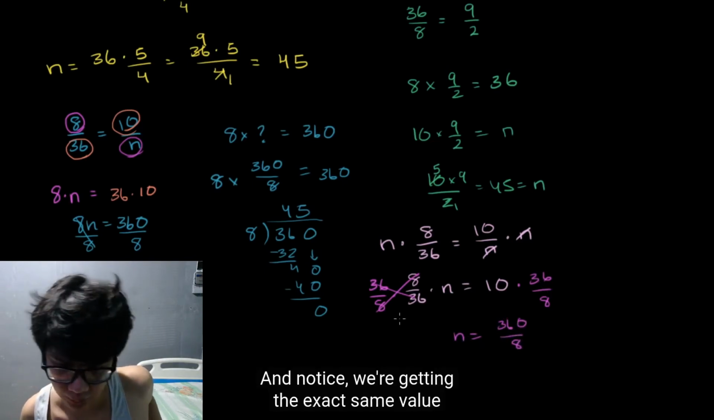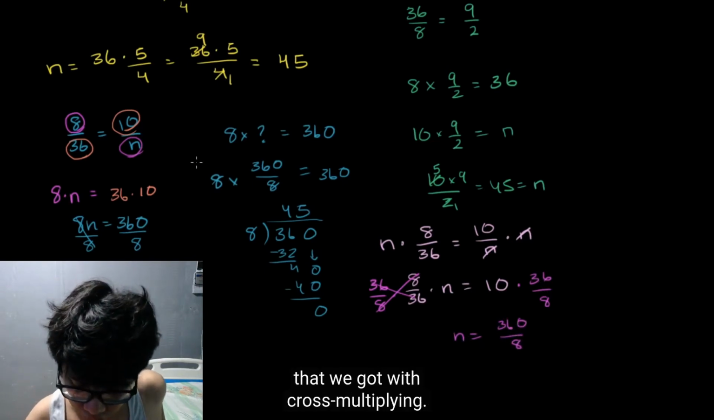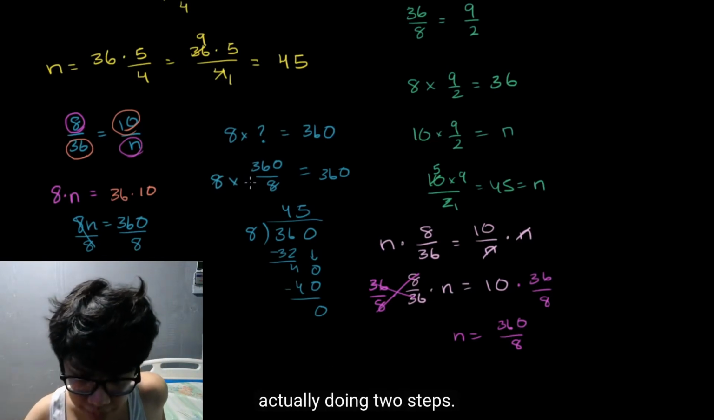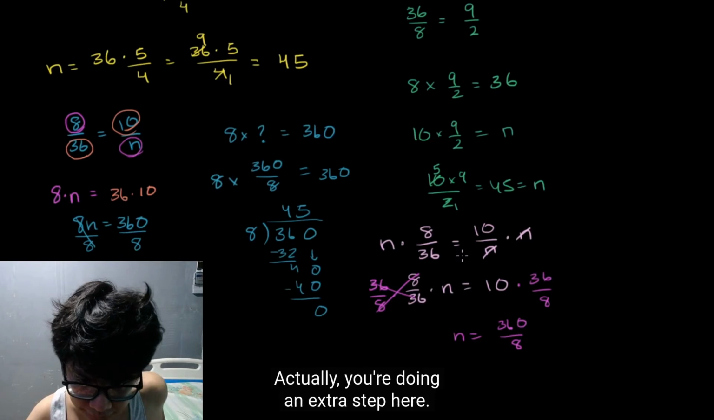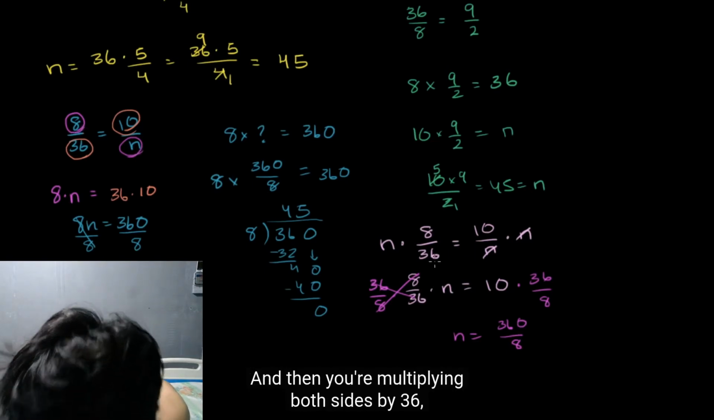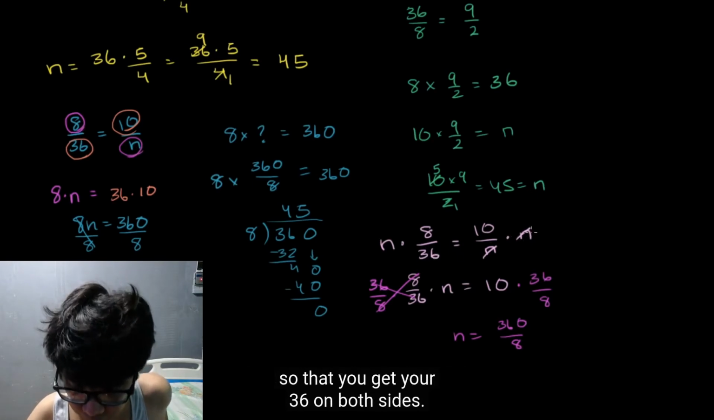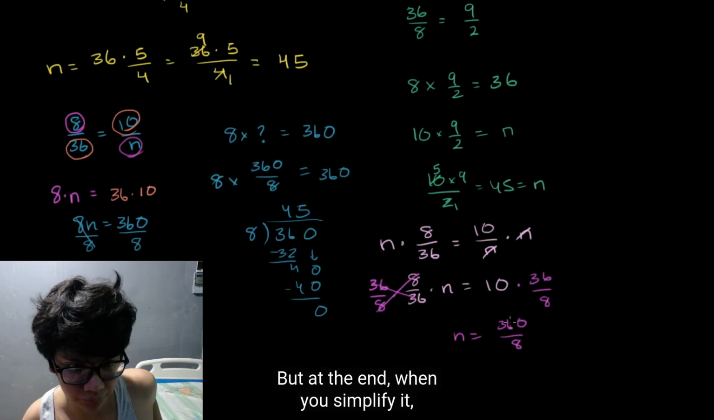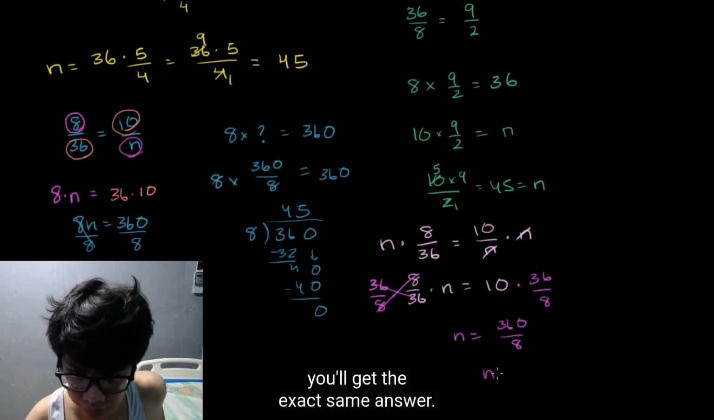And notice we're getting the exact same value that we got with cross multiplying. And with cross multiplying, you're actually doing an extra step here. You're multiplying both sides by n, so that you get your 8n, and then you're multiplying both sides by 36, so that you get your 36 on both sides, and you get this value here. But at the end, when you simplify it, you'll get the exact same answer.